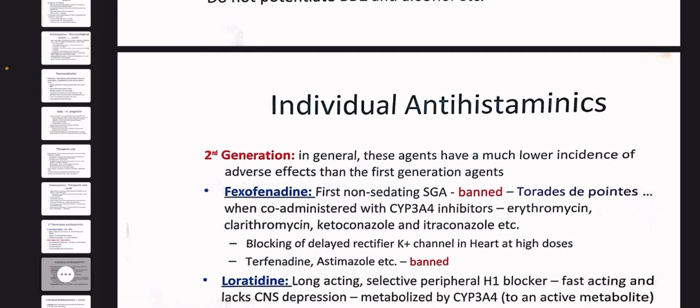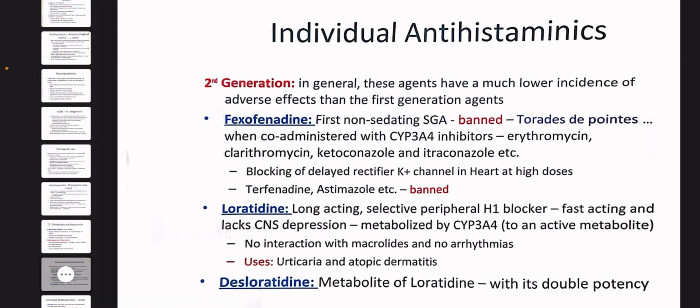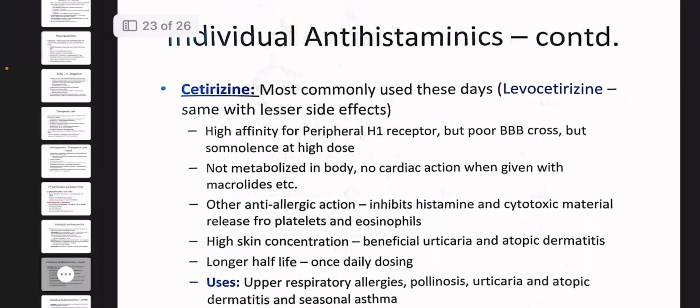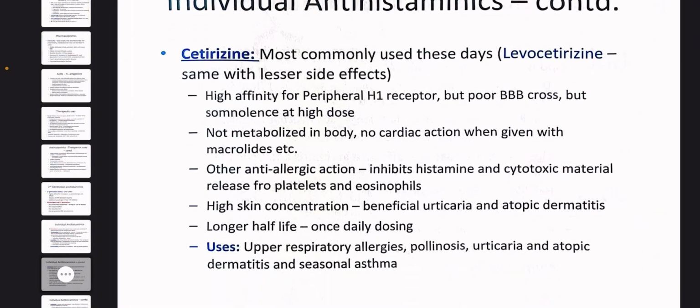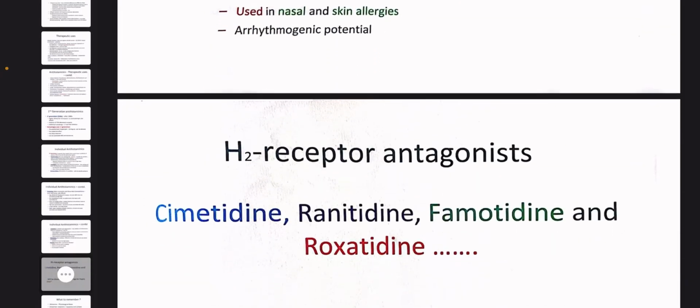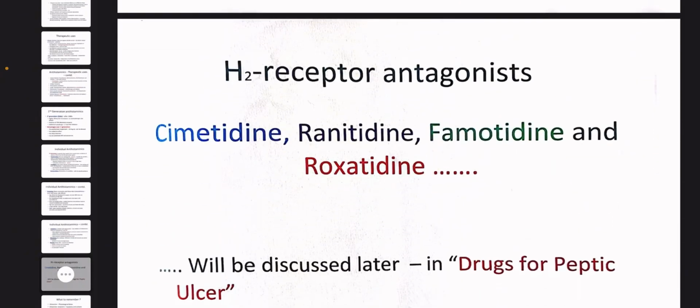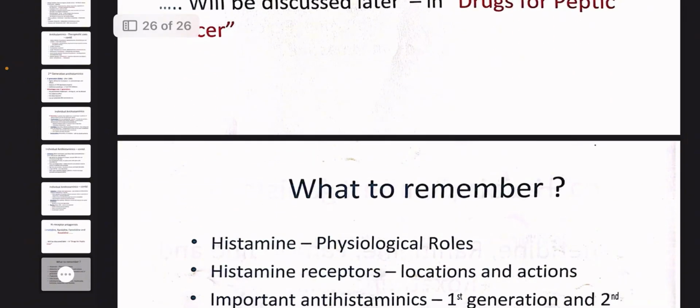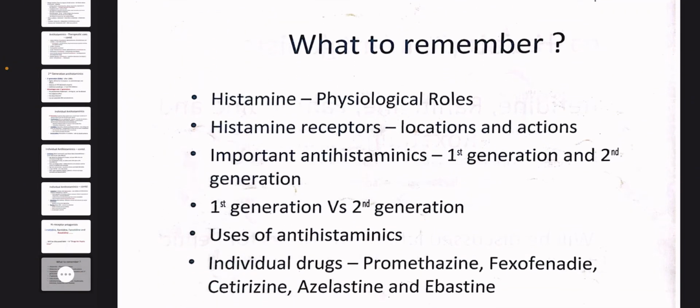Fexofenadine is second generation, that's been banned. Loratadine is second generation. We already said that desloratadine is second generation. Cetirizine, we also talked about. So these are just the only aspects remaining. H2 receptor antagonists, remember cimetidine, they block the H2 receptor. They are used in the treatment of peptic ulcer, as already explained. We'll be discussing peptic ulcer in another material. So that's that about this material.